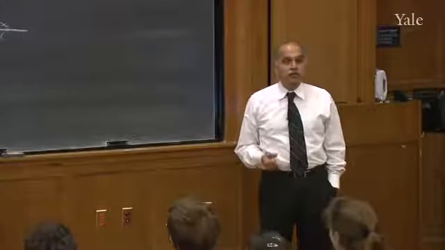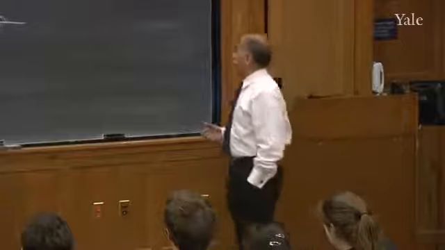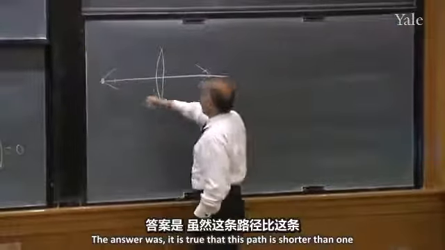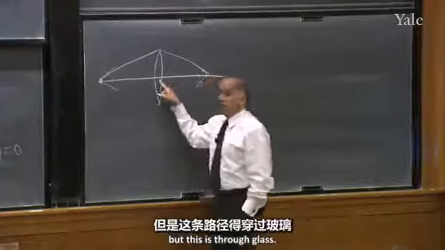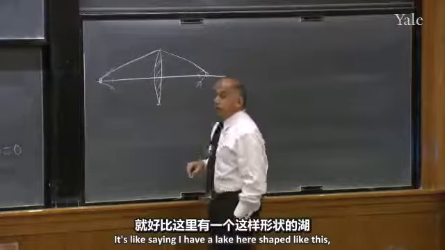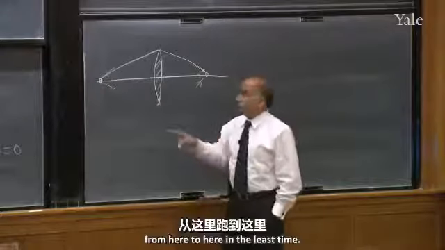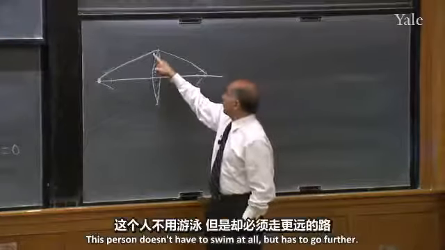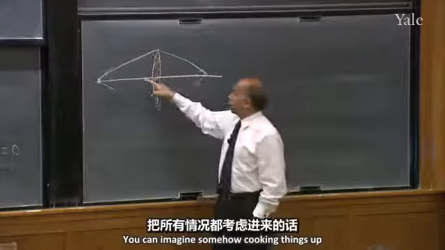Yep. The light is slower in the medium of the lens. That's correct. Do you understand? It is true that this path is shorter than one that goes to the top of the lens and comes down here, but this one goes through glass. It's like saying I have a lake here shaped like this, and I tell you to run so that you go from here to here in the least time. It's not at all clear that heading straight across the lake is the best thing to do, because you've got to swim. This person doesn't have to swim at all, but has to go further. So you can imagine somehow cooking things up so that they all take the same time.